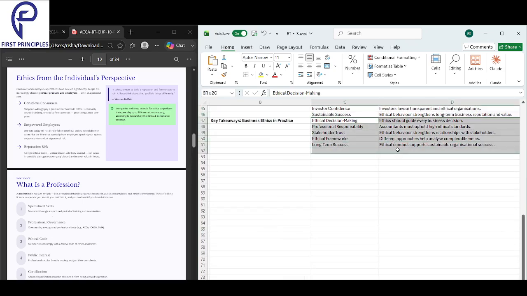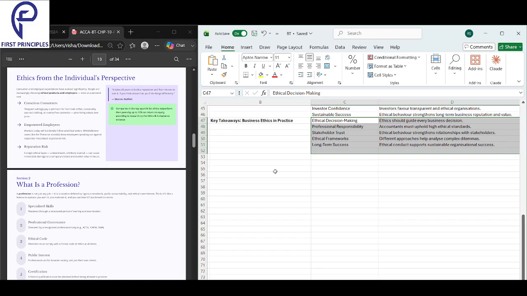Finally, this is just a summary of everything that we've studied. Ethics should guide every decision. So your every decision should be guided by ethics. There is a professional responsibility as an accountant that you should uphold ethics. All the stakeholders will have stronger trust if there's stronger ethics. And different approaches help analyze complex dilemmas. Some approaches will help in some situations. And overall, long-term success: ethical conduct supports sustainable organizational success. So in the long term, if you have strong ethics, it will help in organizational success.